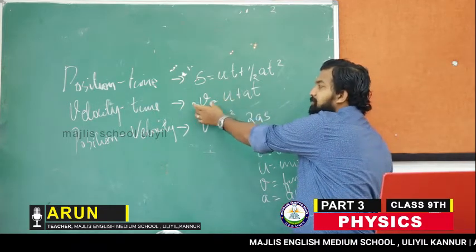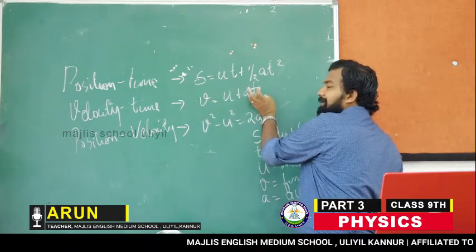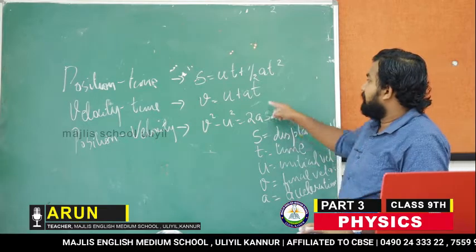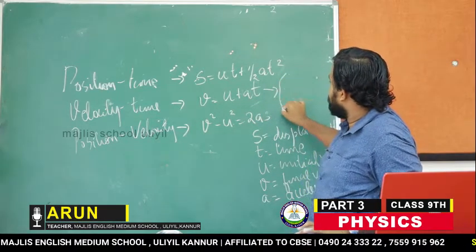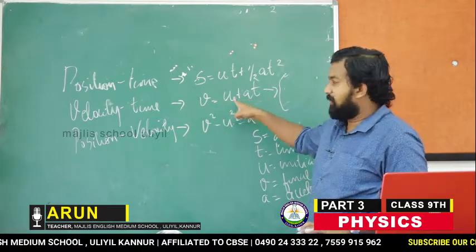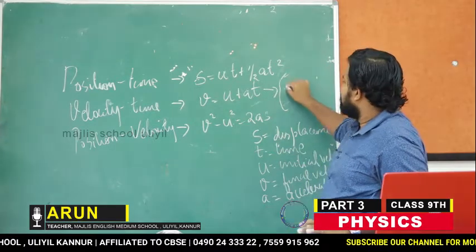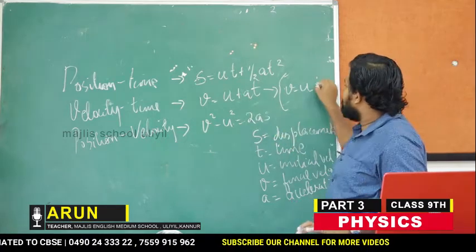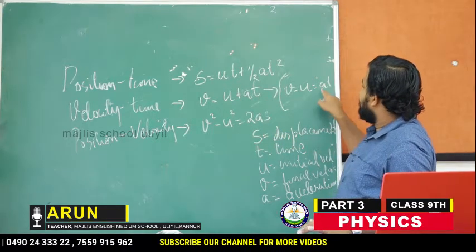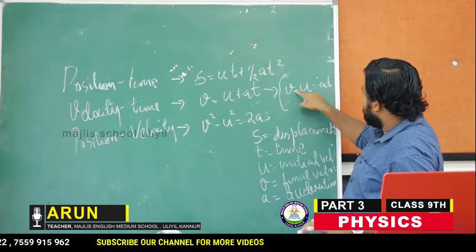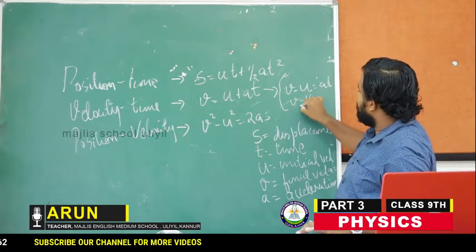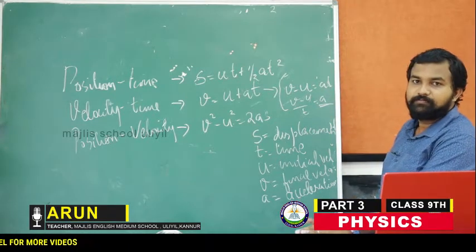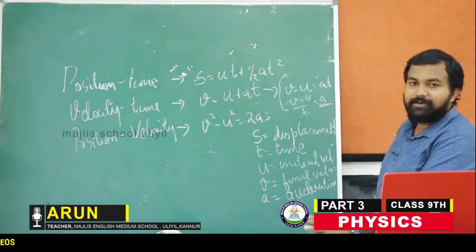The relationship between velocity and time is given by this equation, v is equal to u plus at. If I rearrange this equation for your understanding and take u to the other side, v minus u is equal to at. If I take time to the denominator, v minus u by t is equal to a. So this is the equation for acceleration: a is equal to change in velocity by time.